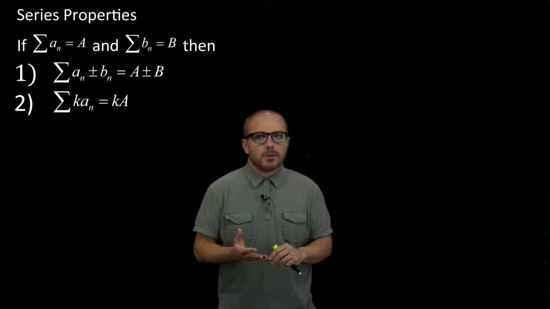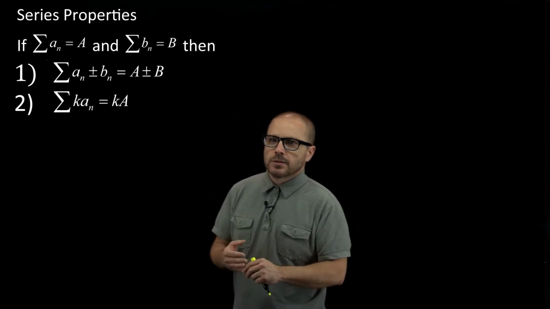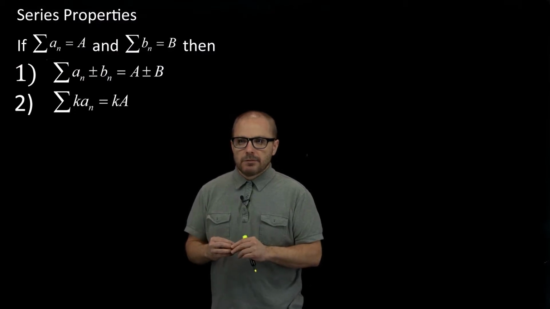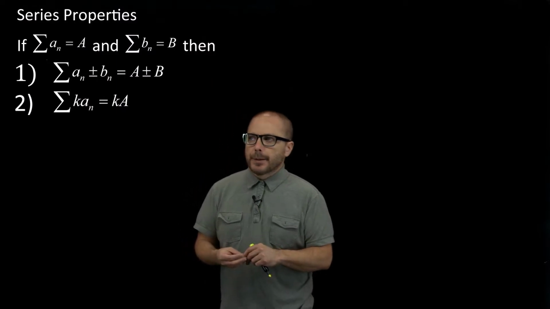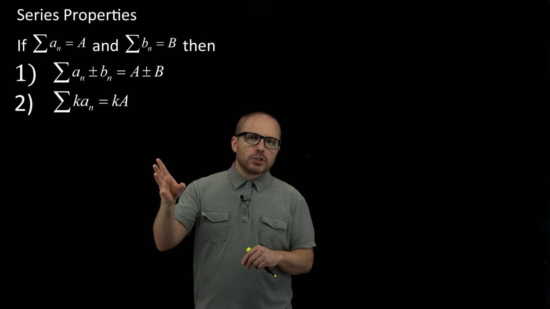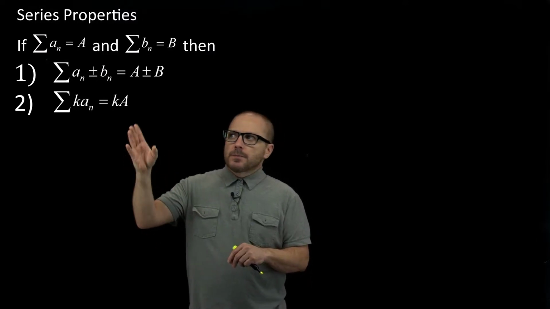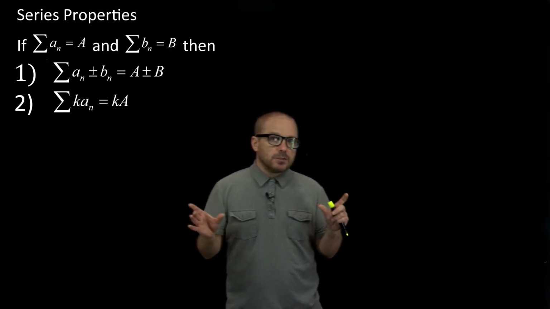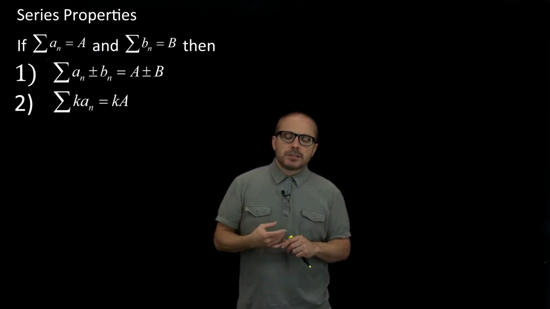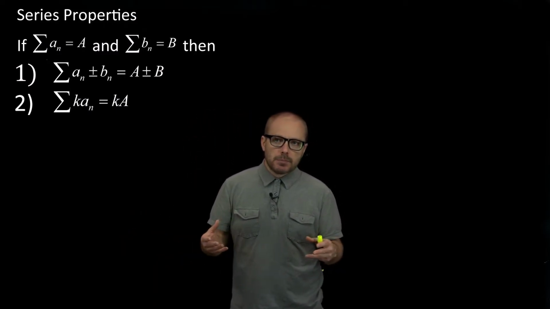Now I want to look at a couple of properties that we can use to determine series convergence or divergence. In this case, I guess specifically convergence. We've got two properties here about convergent series. So we start off by saying, say we have these two series, a series of a_n that add up to some big A, and a series of b_n that add up to some big B.